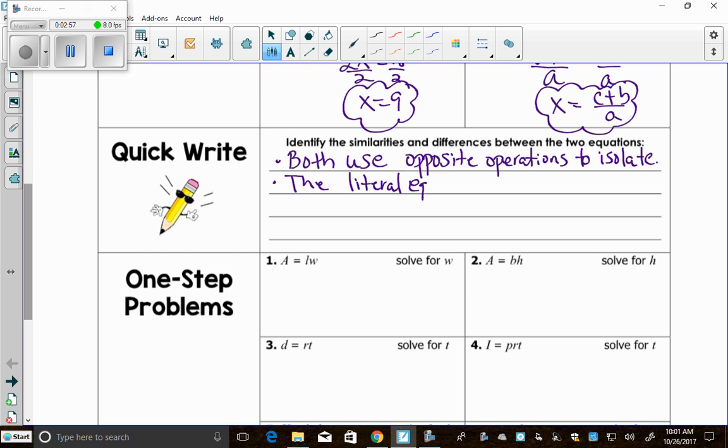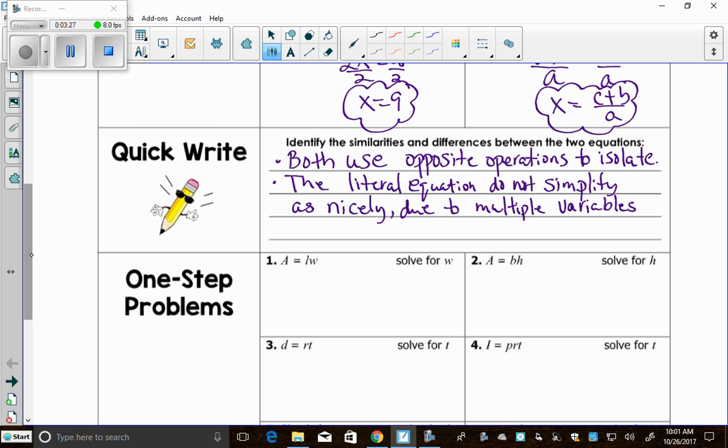The literal equations do not simplify as nicely due to multiple variables.